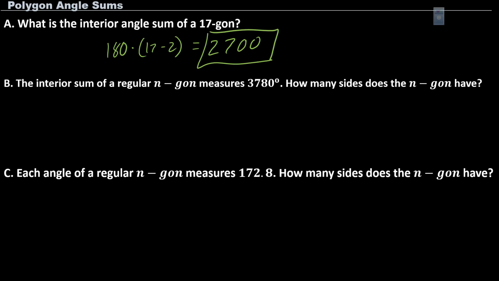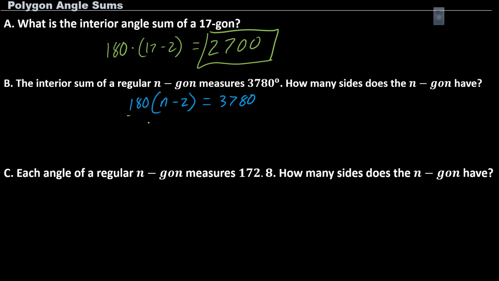Number 2, the interior angle measurement of a regular n-gon, so a shape that we do not know, has a measurement of 3,780. How many sides does it have? So 180 times n minus 2 is equal to 3,780. And so we need to solve for n.